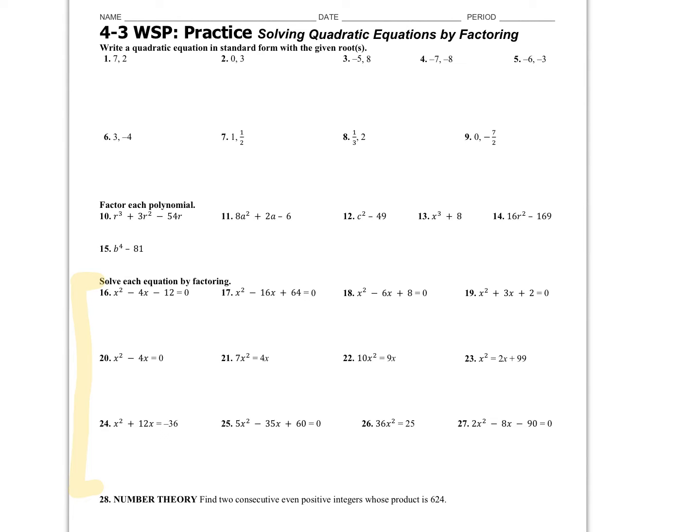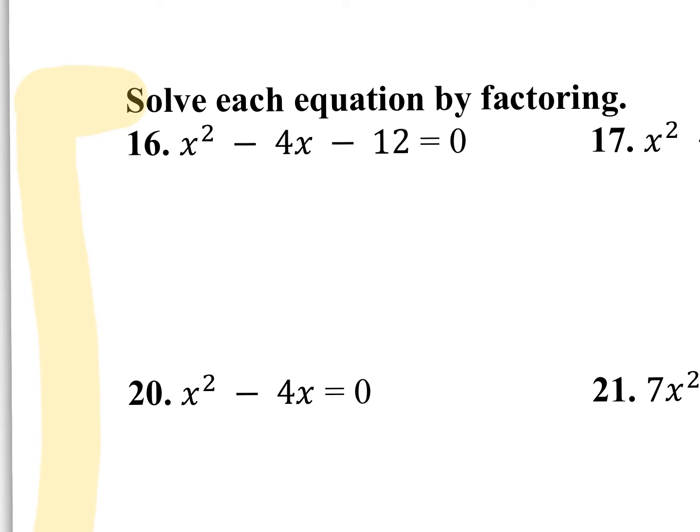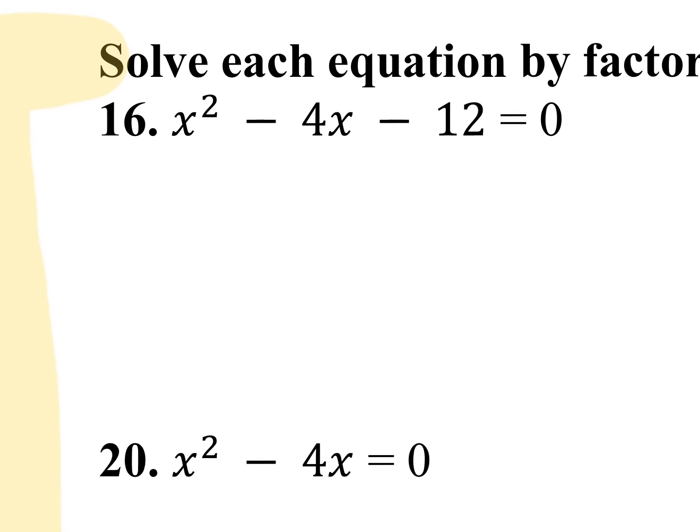So on this worksheet, I want you to focus in on this section right here, which are equations, and we're going to solve by factoring them. Factoring is a reverse distributive property. You end up with multiplication. And why do we want multiplication? Because when it's set equal to 0, you could use the zero product property to split them and solve.